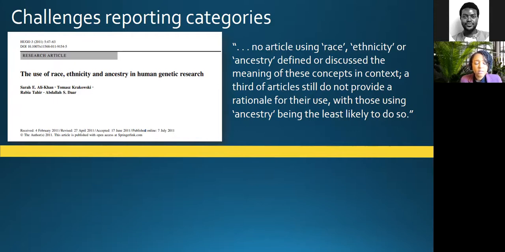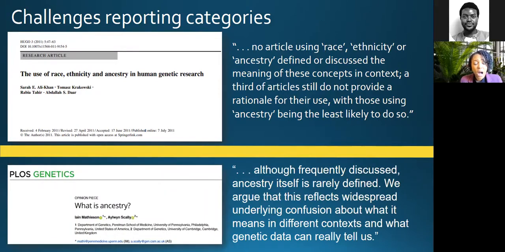Empirical research shows investigators almost never define how data were selected to fit within racial, ethnic, or ancestry categories in publications. When genetic researchers analyze genetic ancestry, it is often unclear in publications how ancestry was constructed or defined. I have here a rather old study published in 2011 and a more recent one published in 2020. I'll give you a chance to look at the quotes.